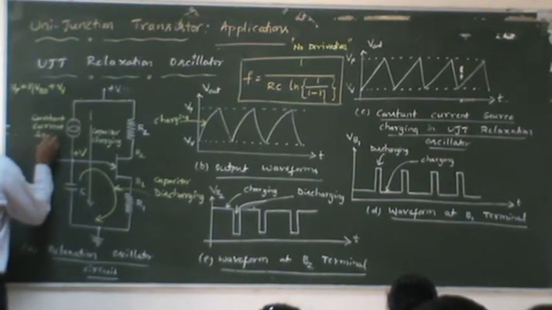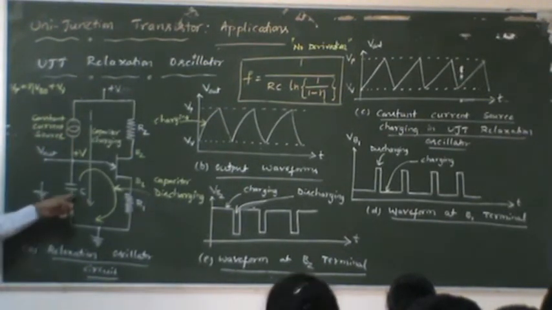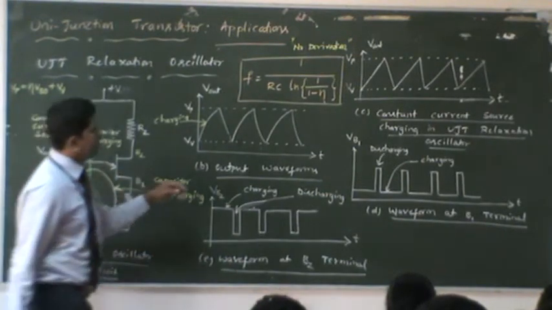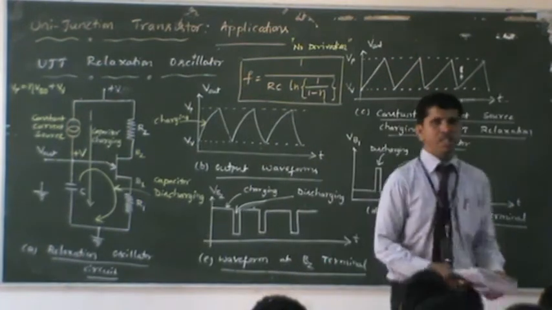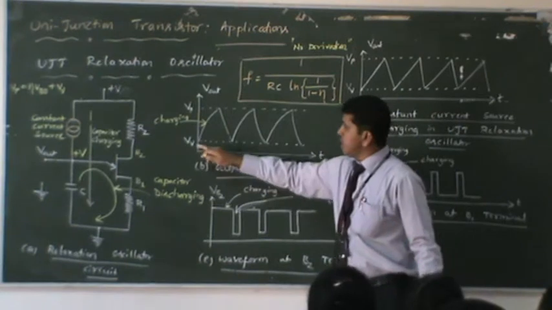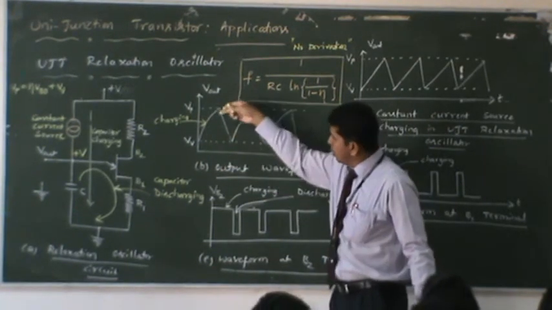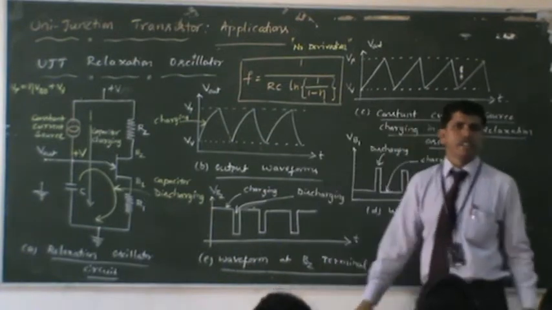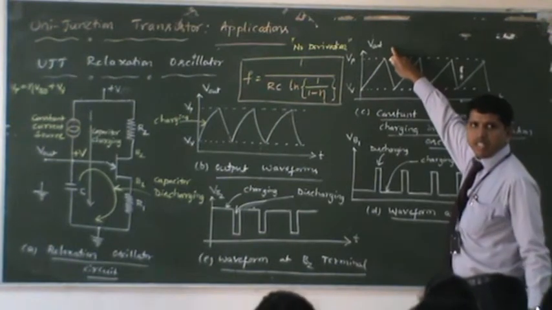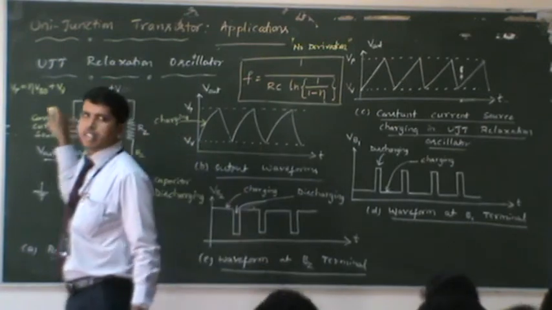If you make this capacitor charge through a constant current source like this, definitely you are going to get smooth transitions here. You can see the difference between this waveform and this waveform. Charging is almost exponential: exponentially it is increasing, exponentially it is decreasing. But here, this is going to be straight. It's a linear kind of graph because you are charging through the constant current source.